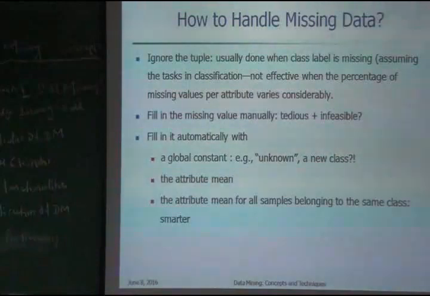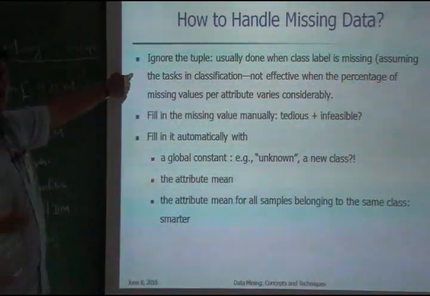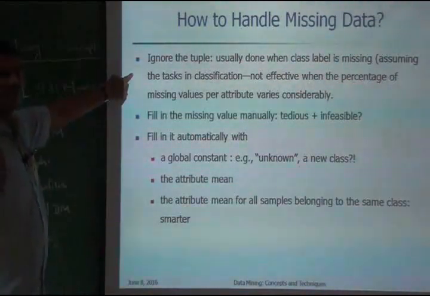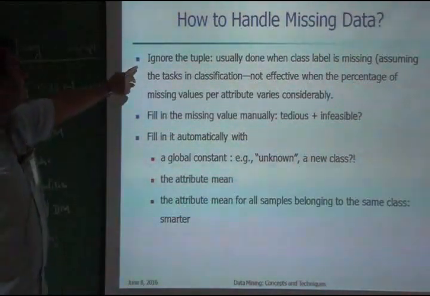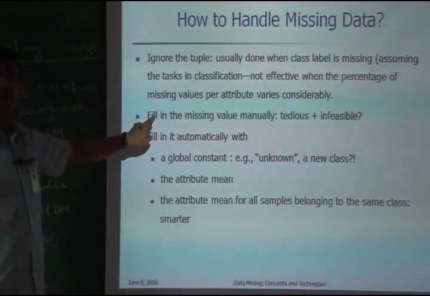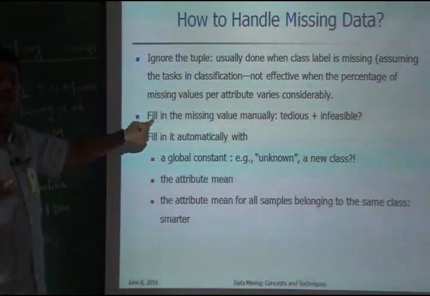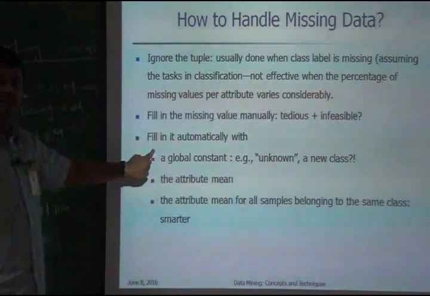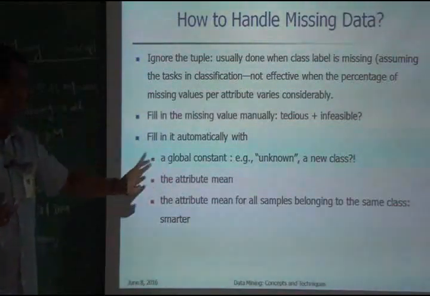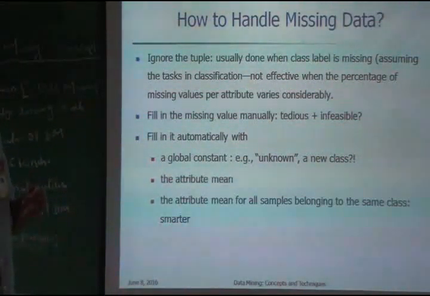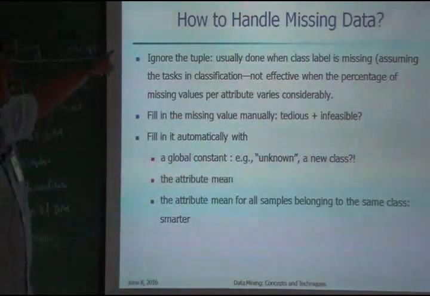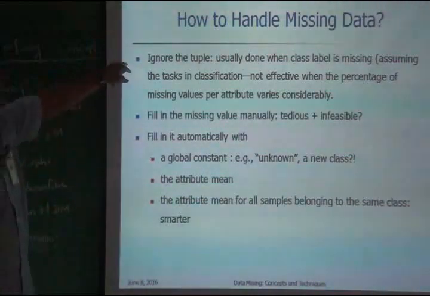Then how to handle the missing data? First, we simply ignore the tuple, that is, ignore the missing value. Then we fill the missing value manually, or fill it automatically based on some global constant. These are the different methods for handling the missing data.